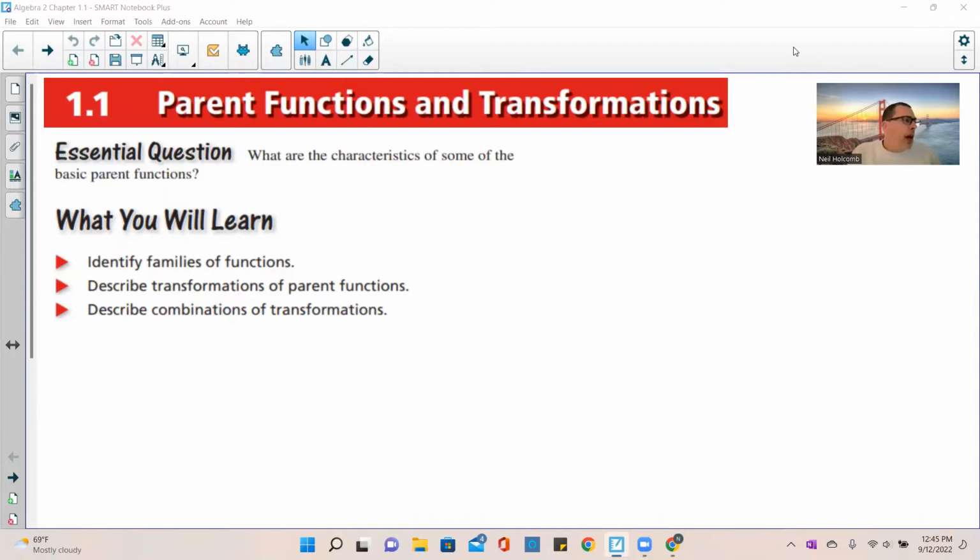This is the Big Ideas Math version of the curriculum, and this is chapter 1.1, Parent Functions and Transformations. The essential question for this section is: what are the characteristics of some of the basic parent functions? What we will learn includes identifying families of functions, describing transformations of parent functions, and describing combinations of transformations. So let's get to it.